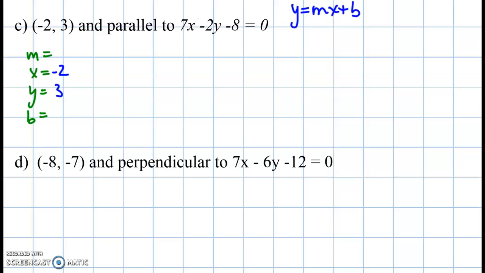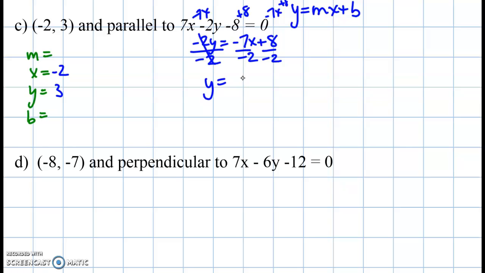Okay, we want the y to be alone on one side. So the first step would be to subtract the x's from both sides. Oh, and let's move this 8 over while we're at it. So 2y is equal to -7x plus 8. And then we want the y alone. We divide by 2 everywhere. And y, for this line over here, is 7/2, that's the m, minus 4, that's the b. But it's this we're concerned about. The line we're looking for is parallel to this one, so they have the same slopes. So now we know that.